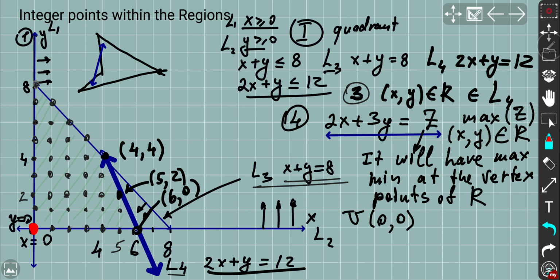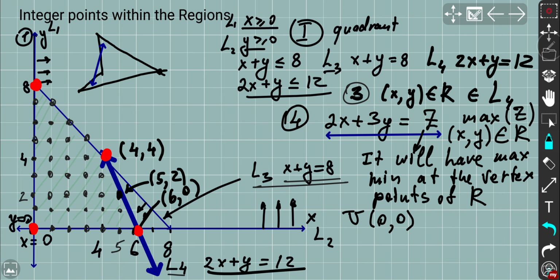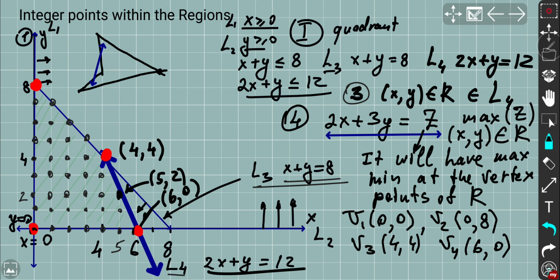So that's the first, that's the second, that's the third one, and the last one, actually that one. So we've got all red points that are vertex points. In this case, that's vertex 1, it's here. So next one, vertex 2, actually 0, 8. Vertex 3 is 4, 4. And vertex 4 is 6 and 0. So what are we gonna do?